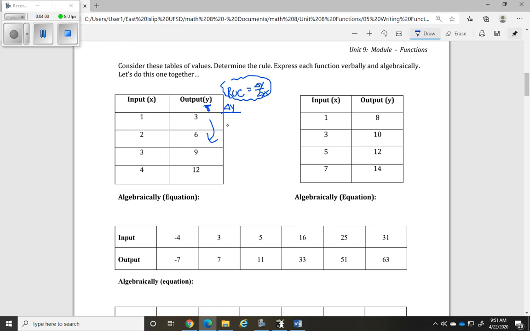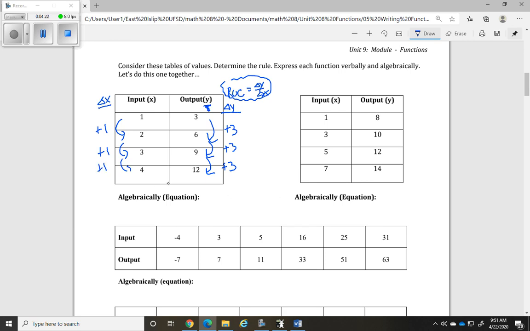From 3 to 6, it went up by 3. From 6 to 9, it went up by 3. And from 9 to 12, it went up by 3. Over here, I like to list my changes of x. From 1 to 2, it went up by 1. 2 to 3, up by 1. 3 to 4, up by 1.